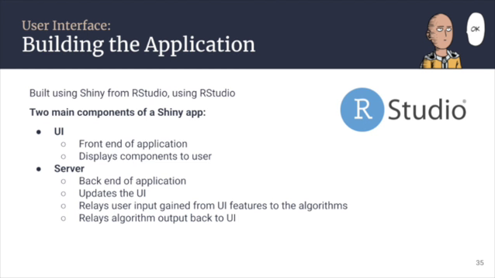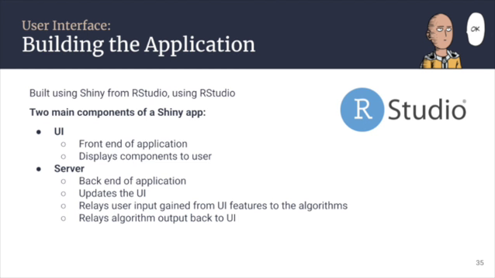Next, we take a look at how we built the application. We built it using Shiny from RStudio. There are two main components of a Shiny application, the UI and the server. The UI is the front end of the application, and it displays components and renders them to the user. The server is the back end of the application, and it updates the UI based on user input.